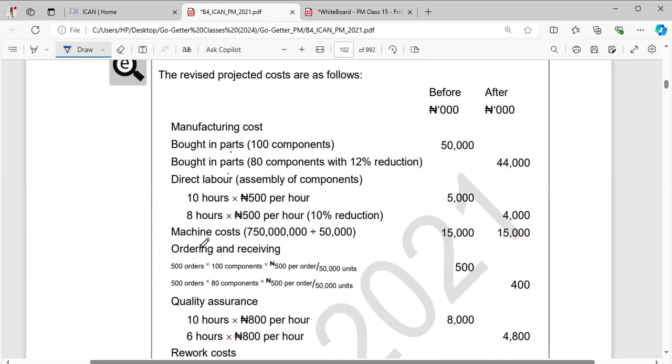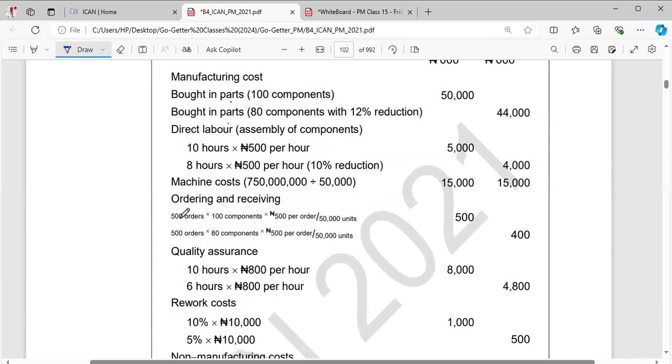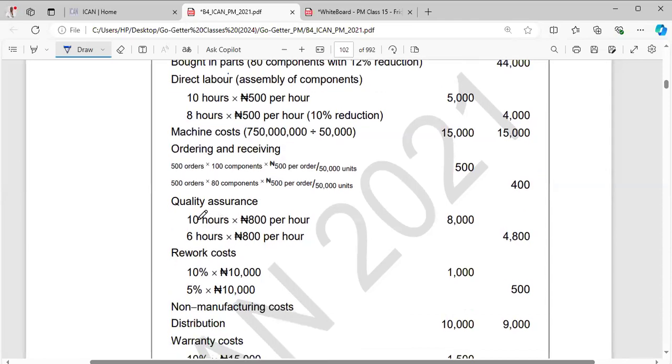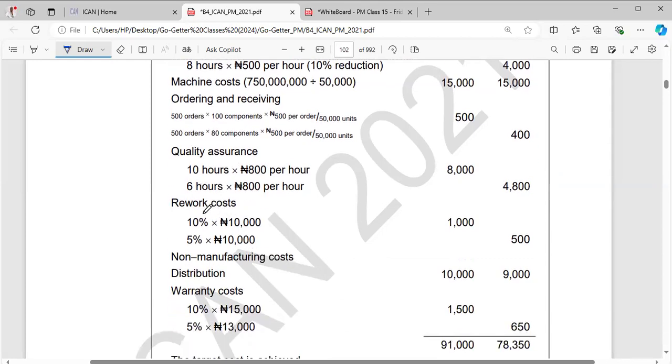But we are now told that ordering and receiving, we used to do 500 orders, yes, 100 components, 500 naira per order, as we said, divided by 50,000 units, that gives us 500. But now it is 80 components, it gives us 400. Quality assurance, before it was 10 hours, now reduced to 6 hours. 6 times 800, give me this. Reworking cost, before it was 10%, but now reduced to 5%. So that would be like half of the price.